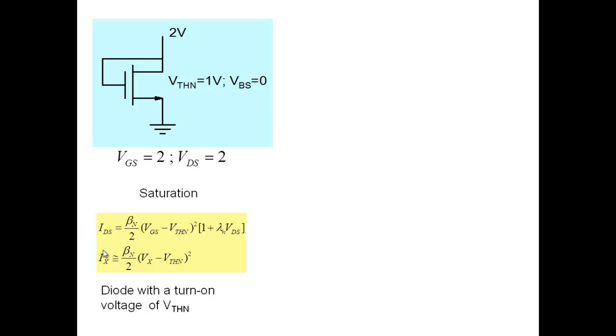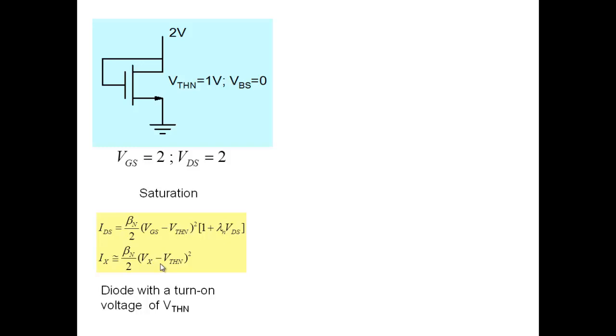You can think of it as a diode with a turn-on voltage of VTHN. If you go above VTHN, then you get this kind of characteristic. If you go below VTHN, remember we also discussed that below turn-on voltage, it's not that the current is zero. Below turn-on voltage there is also a current, but the current becomes smaller and smaller, exponentially smaller here. So below VTHN there is current, but as you go below more and more, it drops exponentially.